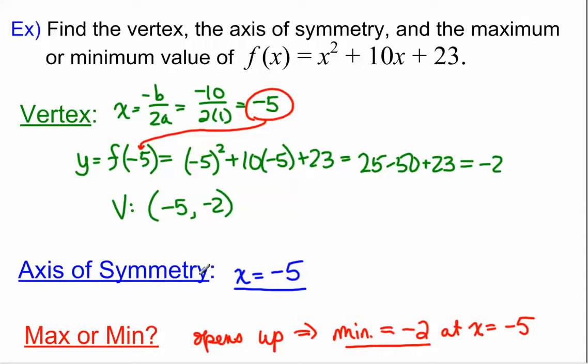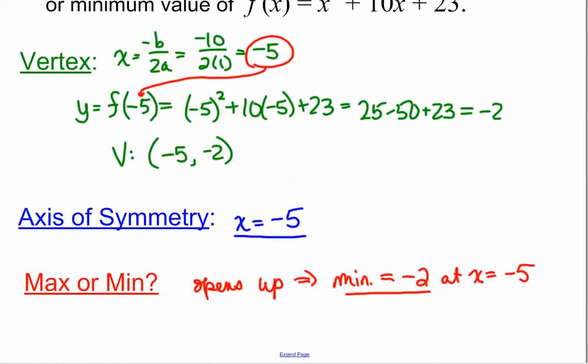What's the axis of symmetry? Well, it's just the x equals equation, x equals negative 5. All right, and that's the vertical line through the vertex. Now, is it going to be a max or a min? Well, we said it's going to open up, so if it opens up, we're going to have a lowest spot. We're going to have a minimum, and it's the y value at my vertex. So the minimum is the negative 2 at a negative 5.